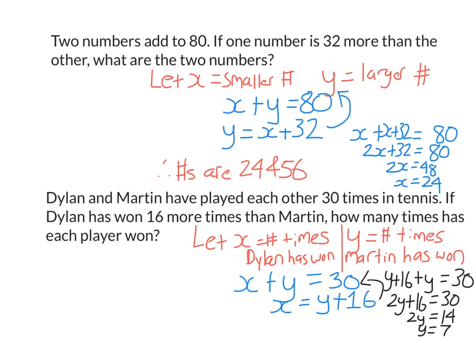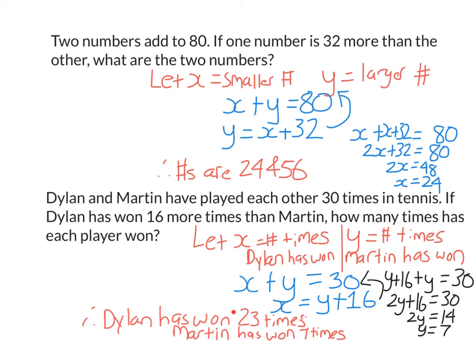So y is the number of times that Martin has won. So what I found is that Martin has won 7 times, Dylan has won 7 plus 16, 23 times. So I'm going to write a worded answer. And so the worded answer answers the question. How many times has each player won? Dylan has won 23 times, Martin has won 7 times.